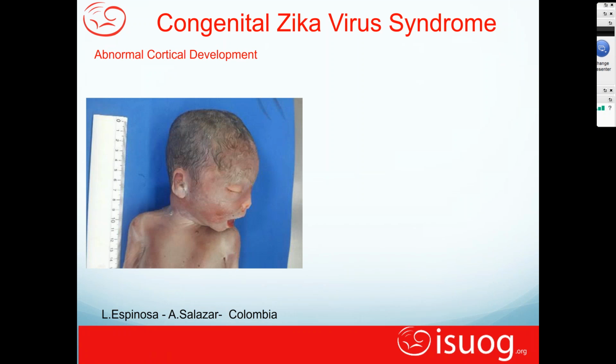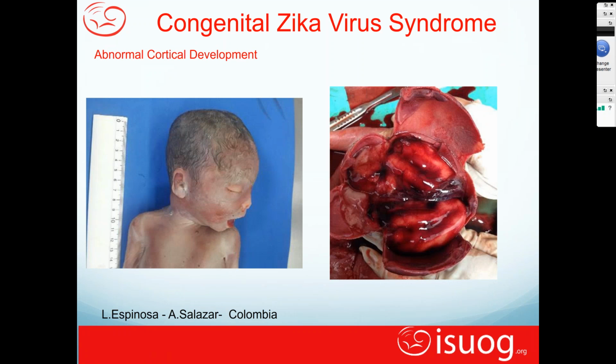Abnormal cortical development, as we talked about as well. Here's a post-mortem example of that baby, and you can see how the brain is smooth, it's small, it doesn't fill the whole cranium, and atrophy has taken place, as you can see there.